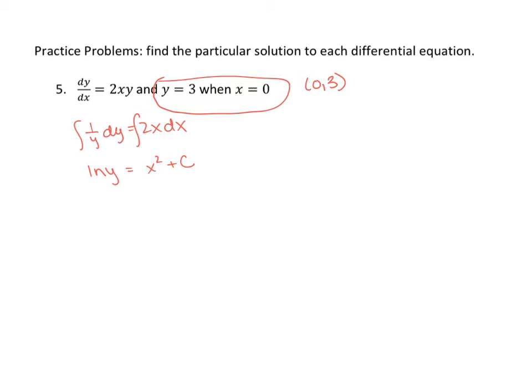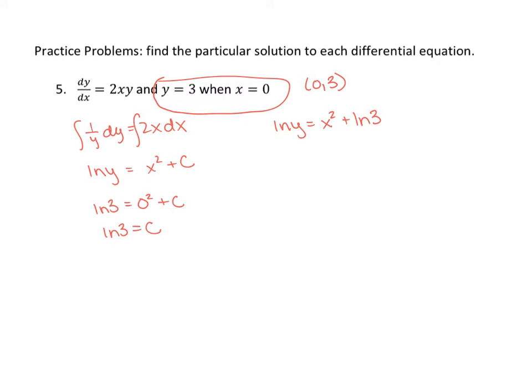And like I said in the very first video, I like to solve for c right now. So before I solve for y, I like to solve for c. So if I plug in the point (0, 3), ln of 3 equals 0 squared plus c, I'm going to have c is ln 3. So now I have my equation ln y equals x squared plus ln 3.